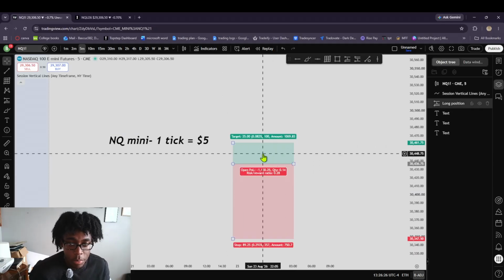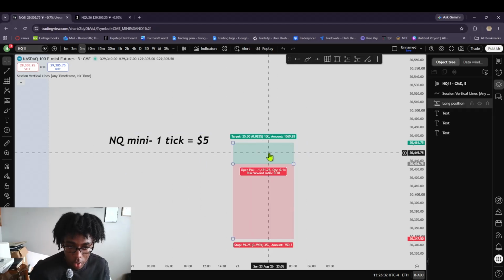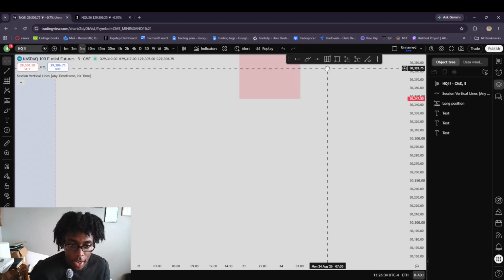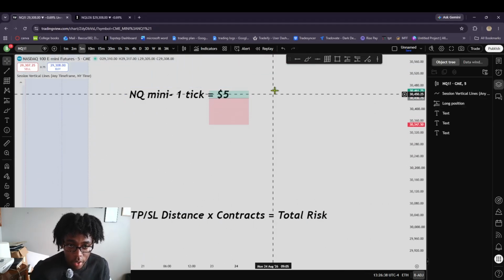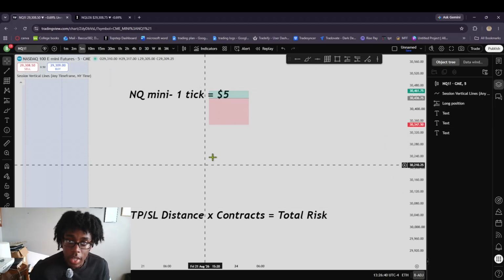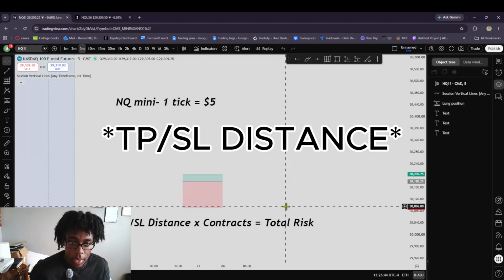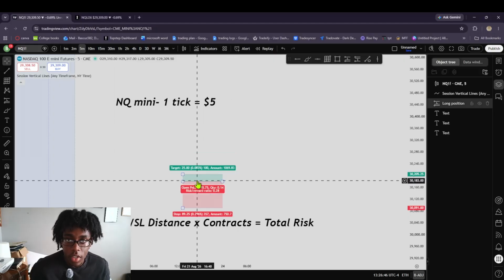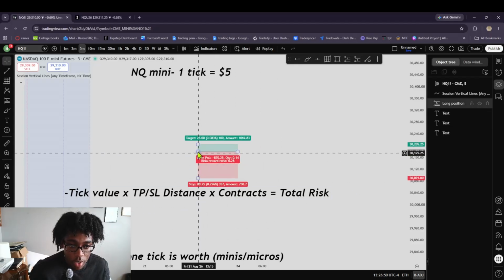Why is that? Well, it's because we are looking at one tick to be $5. So we do 5 times 100. So that is why here on our formula, we have the tick value, right? The tick value is $5 times the stop distance. The stop distance in this case is 100. So 5 times 100 equals $500, right? And then the contract size, which is what we will get into next.